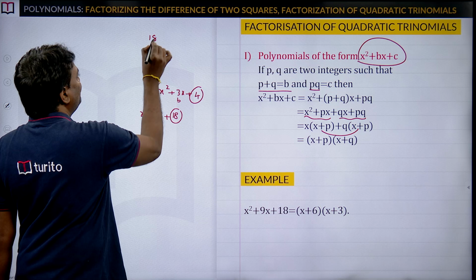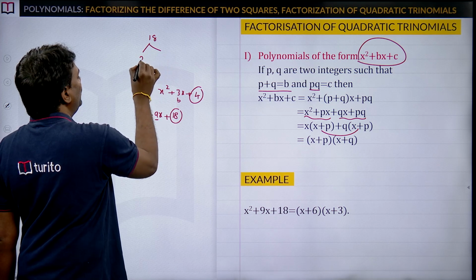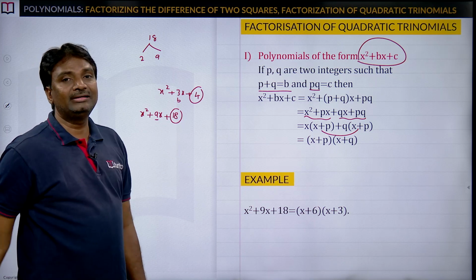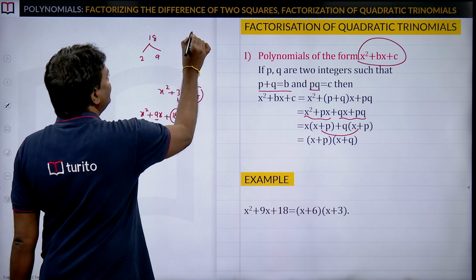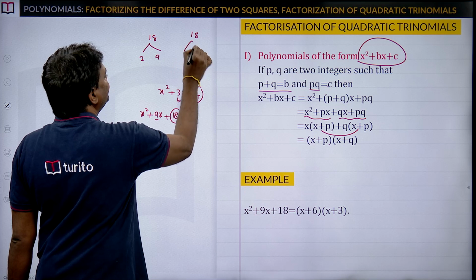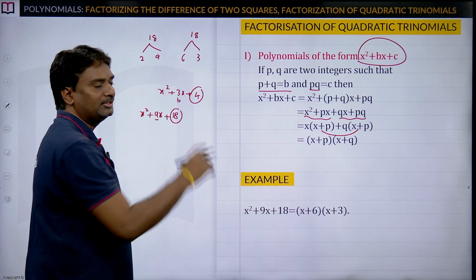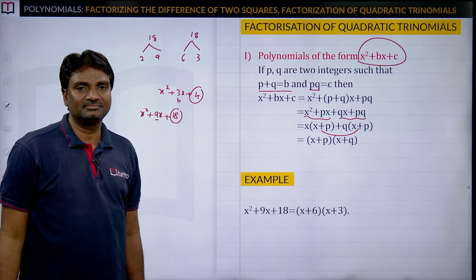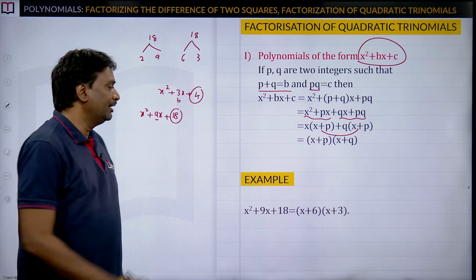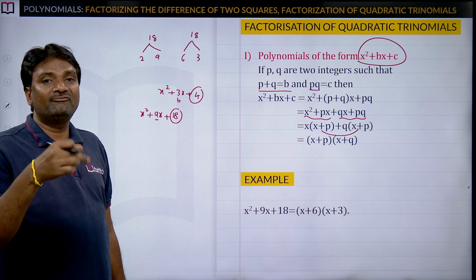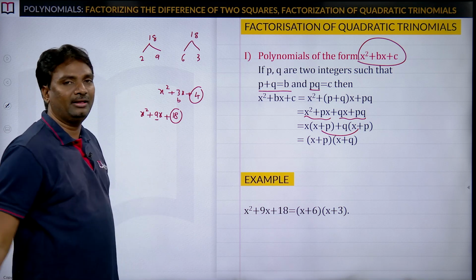By taking the factors of 18 as 2 and 9, 2 plus 9 is 11, but the middle term is 9. So again you can take the factors of 18 as 6 and 3. 6 into 3 is 18, and 6 plus 3 equals 9. So you can take the factors like that. Take the factors of the constant, and by adding the factors, you must get the middle term.